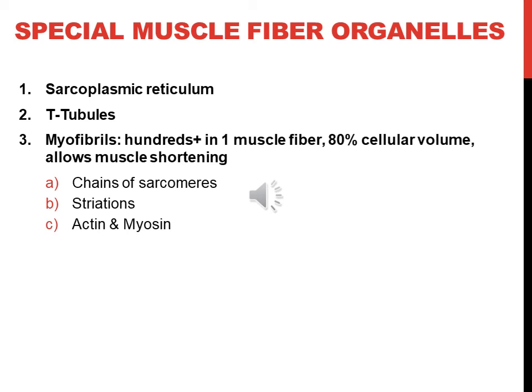3 specialized organelles. We have first up our sarcoplasmic reticulum. This is an elaborate form of your ER. Remember, part of a cell, endoplasmic reticulum. So your sarcoplasmic reticulum is a specialized part for muscle fibers. It's a membrane channel that runs longitudinally in the fiber for storing and regulating calcium release for contraction.